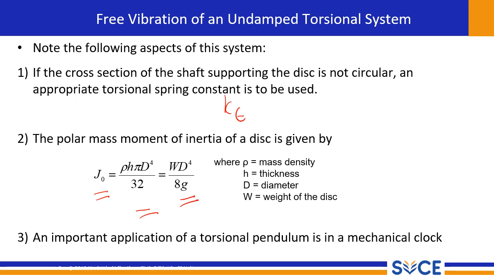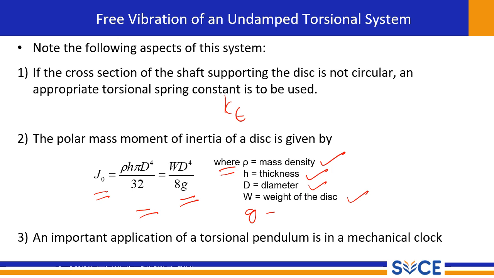Let's quickly define these terms. Rho represents the mass density of the disk material. H represents the thickness of the disk. Capital D represents the diameter of the disk. Capital W represents the weight of the disk. As usual, small g is the acceleration due to gravity.